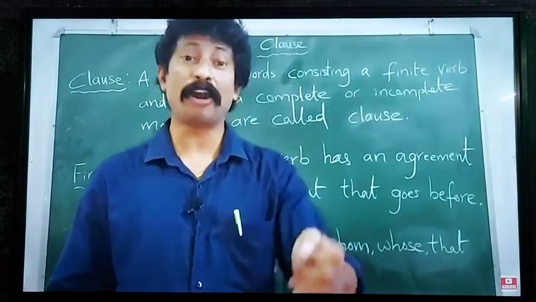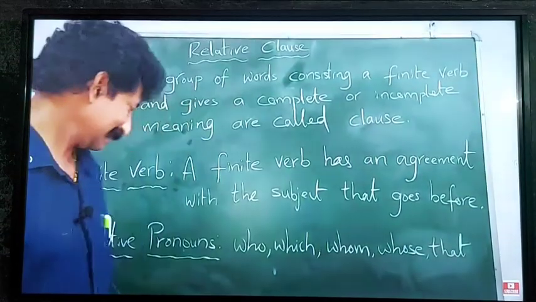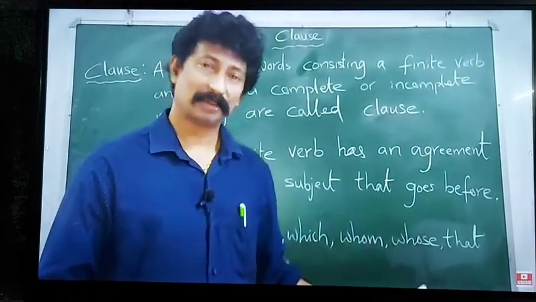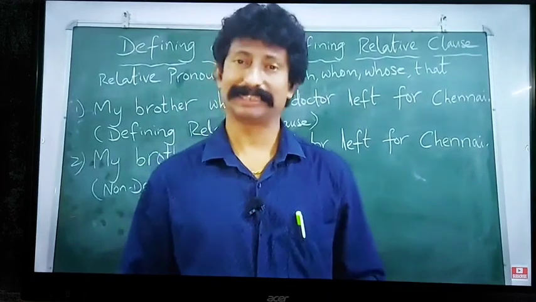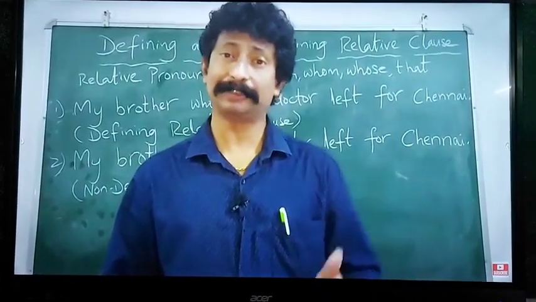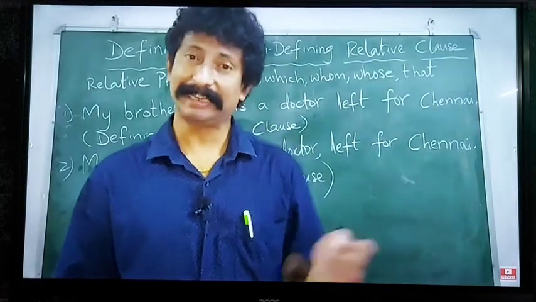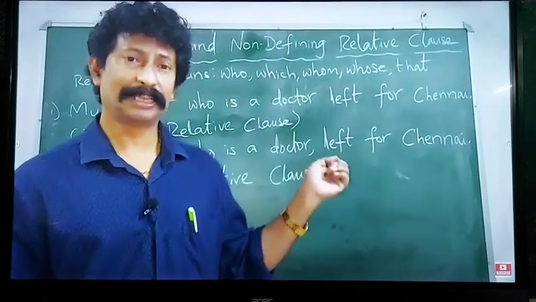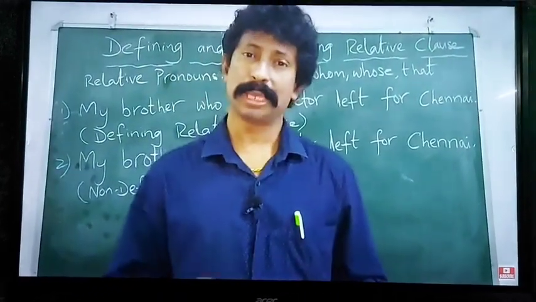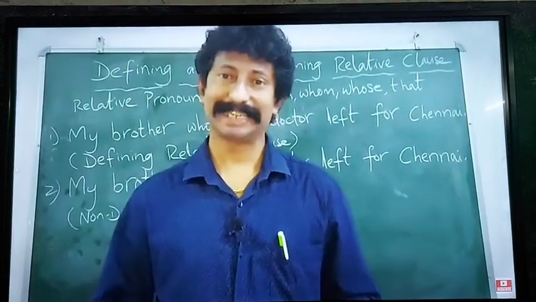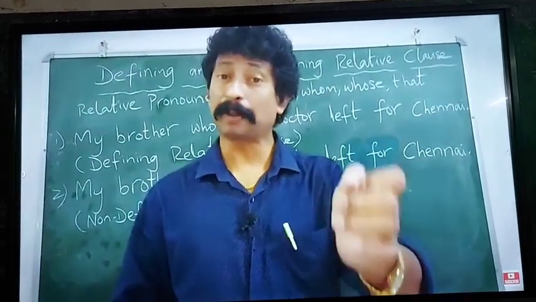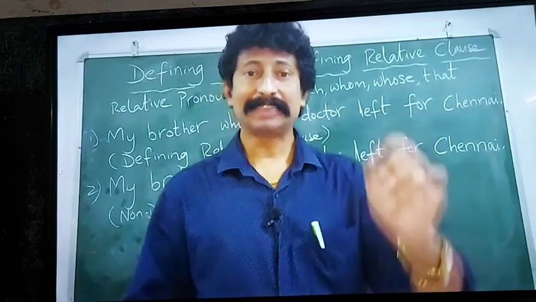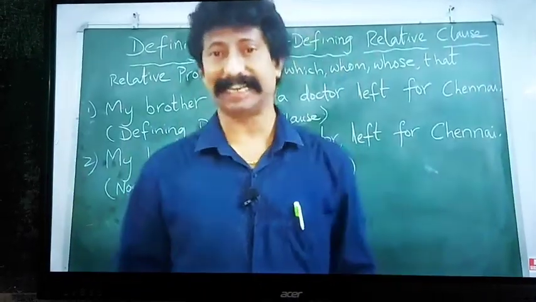Now let us learn what relative pronouns are. Relative pronouns: who, whom, which, whose, that. Students, relative clause is broadly divided into two parts. They are defining relative clause and non-defining relative clause. As we have already learned, relative pronouns are who, whom, which, whose, that, etc. Relative pronouns refer to the noun that goes before, right? And this particular noun is called the antecedent.